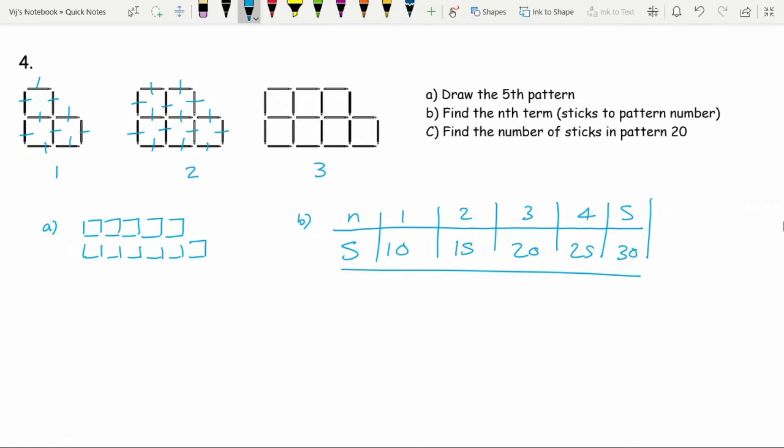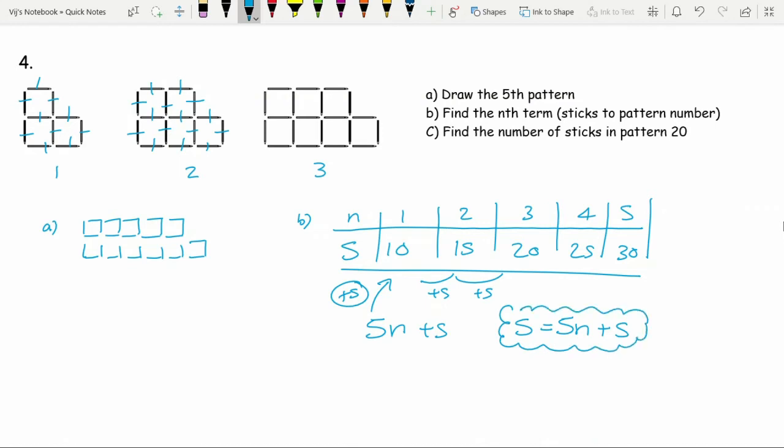So again, looking at the difference between the numbers, we're adding 5, so it's going to be 5n. Now what do I need to do to get from 5 to 10? Well, I need to add 5, so it's going to be 5n plus 5. So the number of sticks equals 5 times the pattern number plus 5, and there is our formula. And then for C, to work out pattern number 20, all they need to do is 5 times 20 plus 5, which gives me 105 sticks.